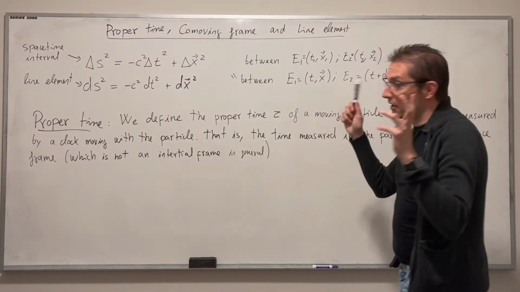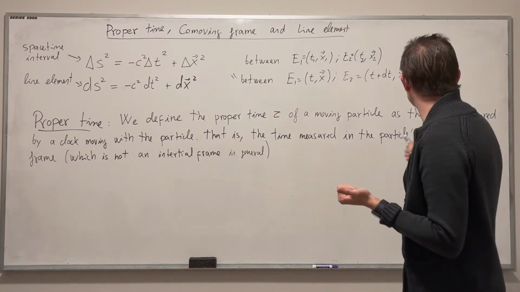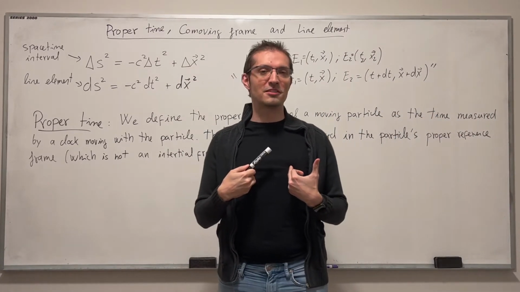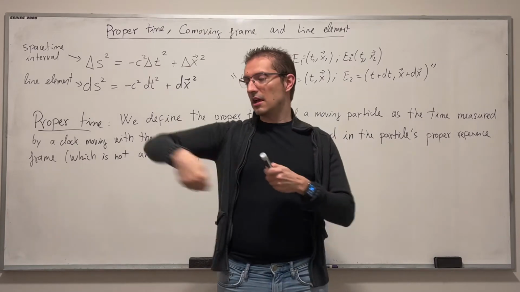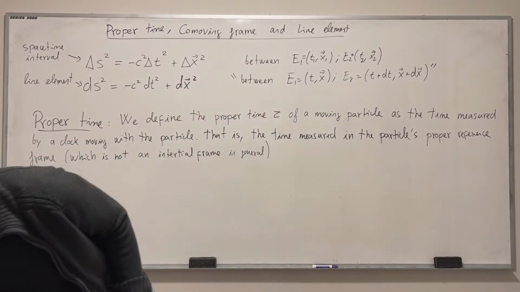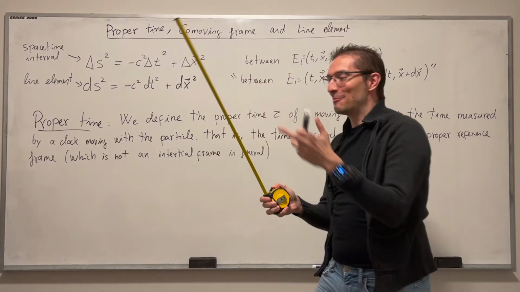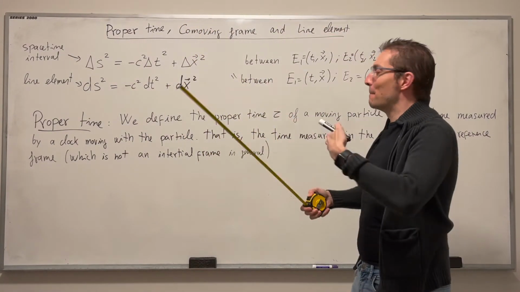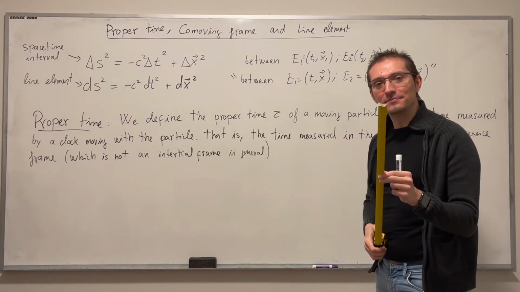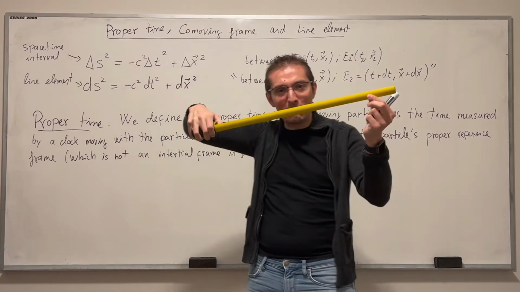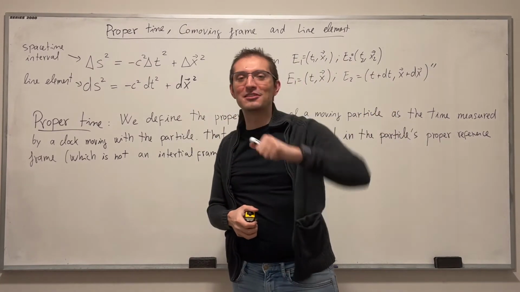Another way of saying it is the time measured in the particle's proper reference frame. I have a reference frame, I'm at the origin of that reference frame, and I have a measure of time, and I have rulers. So my watch and my measuring tape give me my proper frame, okay? I measure with this tape, and then I measure time with this clock.